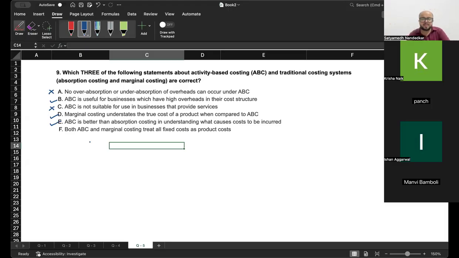And both ABC and marginal costing treat all fixed cost as product cost. This is incorrect. Marginal costing does not treat fixed cost as product cost. In fact, marginal costing treats fixed cost as period cost.